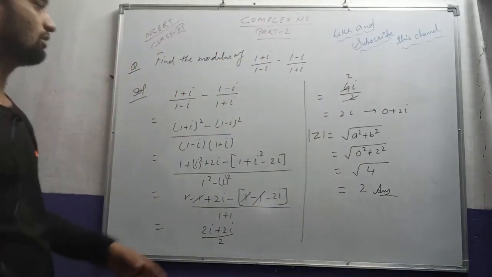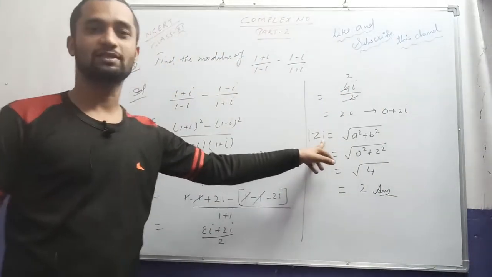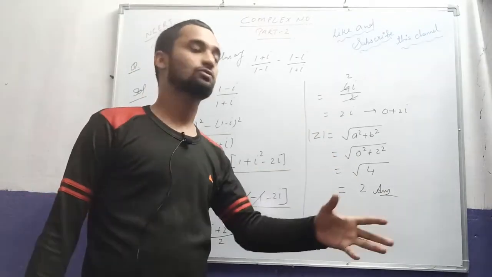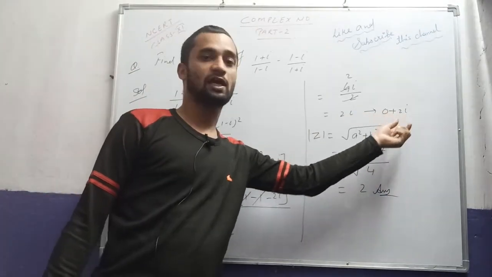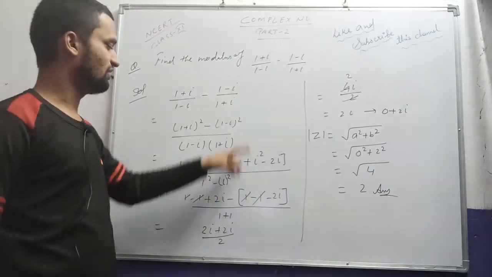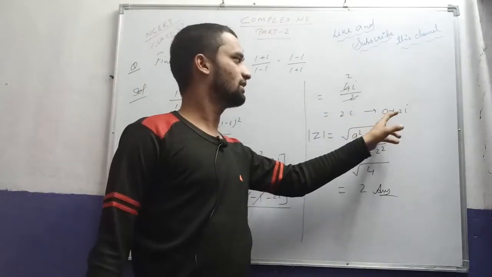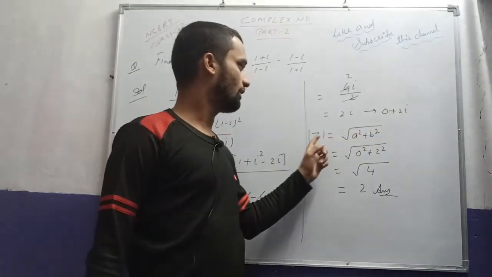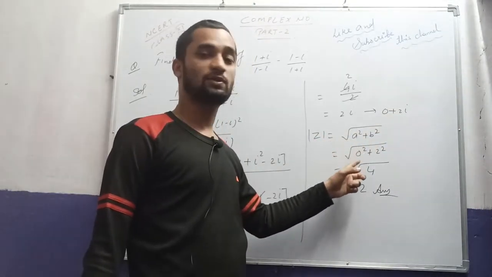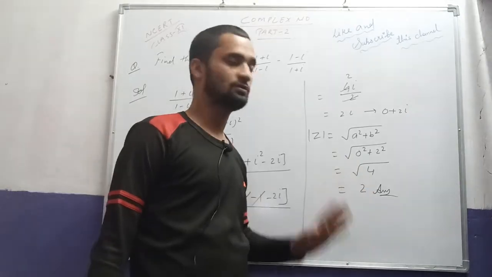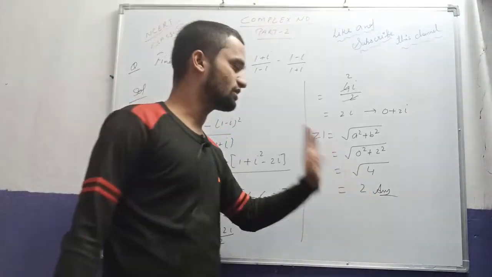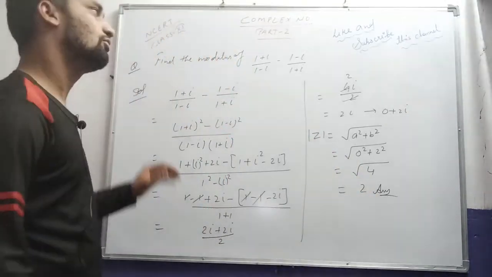How to find the modulus? Modulus is generally this, but your given question should be in the form of a plus ib. So further we need to simplify this. We did the simplification. We got 2i, that can be written as 0 plus 2i, and now mod z equal to root over a square plus b square, that is 4, and root over 4 is 2. So this is the way for the first question.